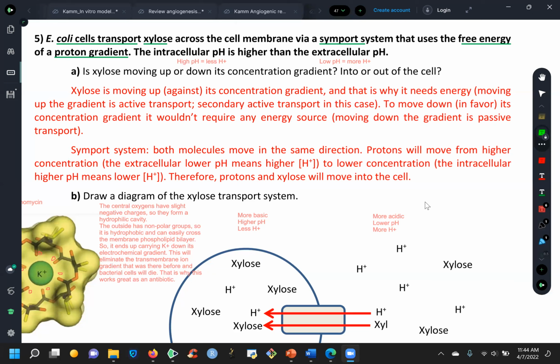Yeah, and they even ask you to draw a diagram. One more thing that we should know about xylose is it requires energy to move across. What does that mean? Is there going to be more xylose here or here? Is it going down its concentration gradient or against? Against, yes. So that means that there should be a lot more xylose in here.